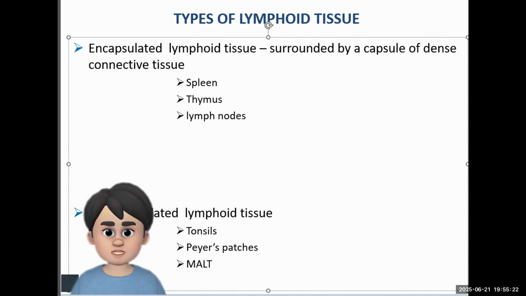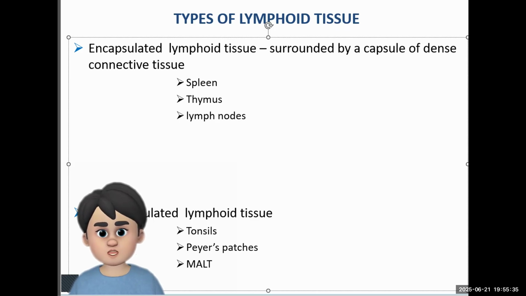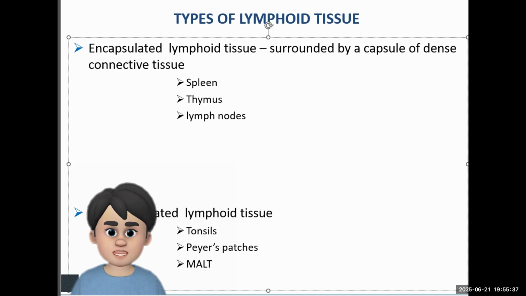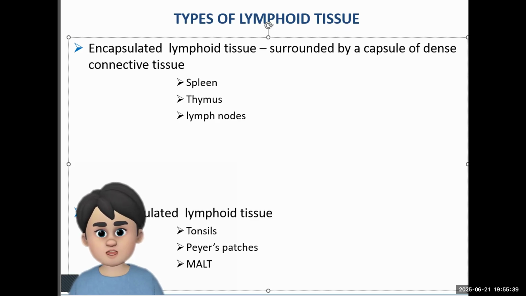MALT, the mucosa associated lymphatic tissue. So it is a crucial part of the lymphatic system. It is needed for defense.